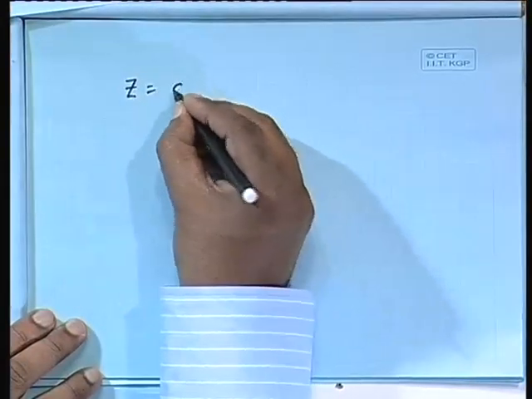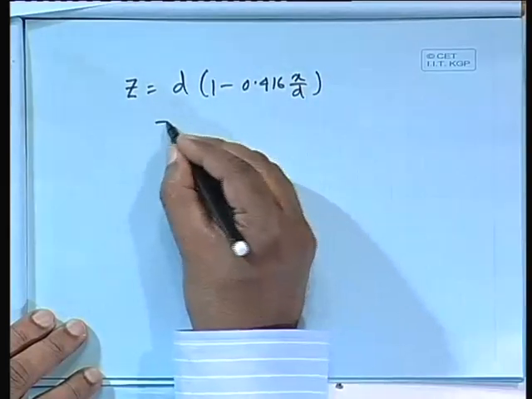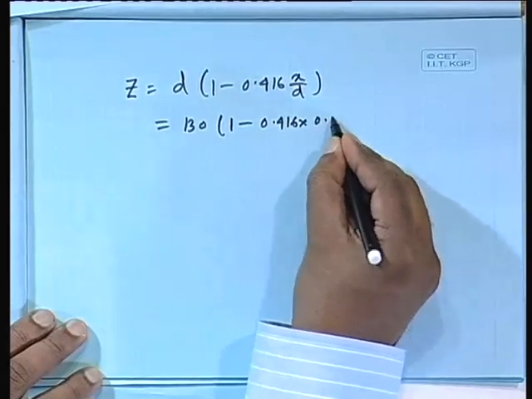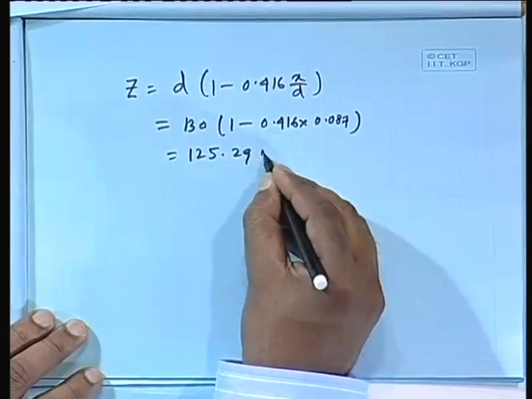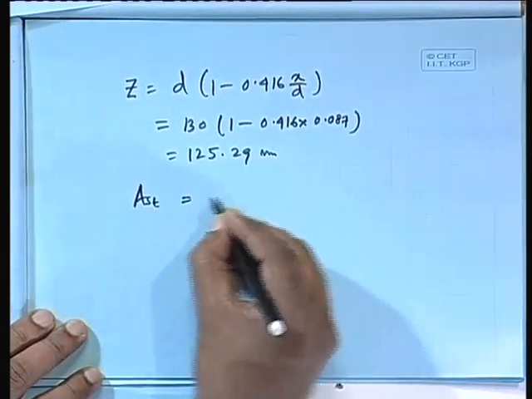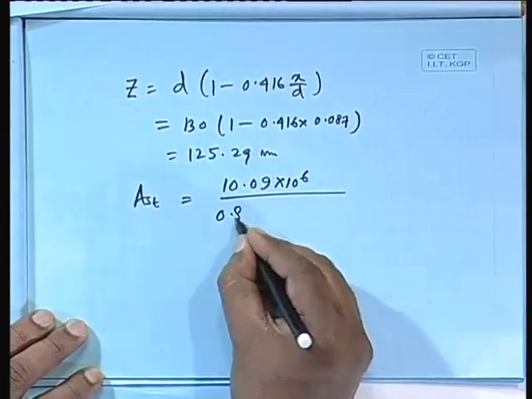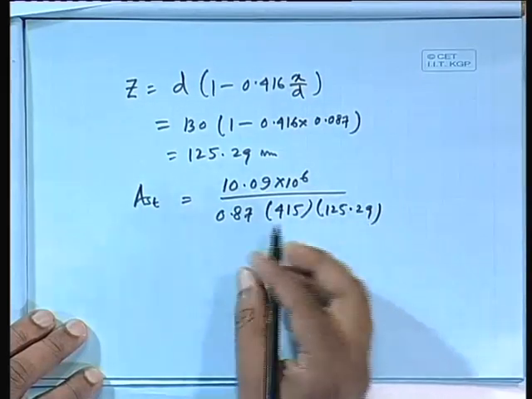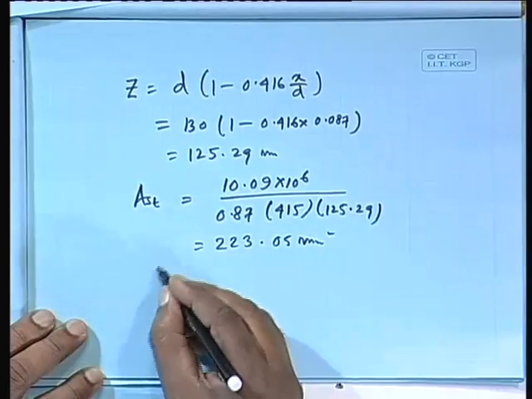So, the next formula we shall use is z. Z equal to d times 1 minus 0.416 x by d equals 130 times 1 minus 0.416 times 0.087 equals 125.29 mm. Ast directly, let us compute: 10.09 into 10 to the power 6 divided by 0.87 times 415 times 125.29 equals 223.05 square millimeter.